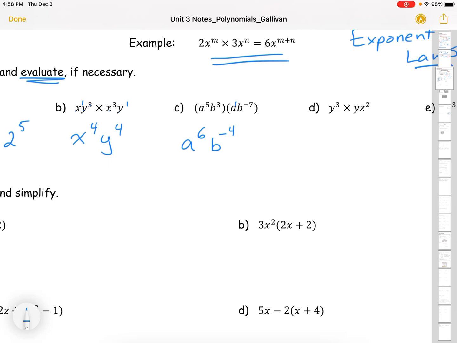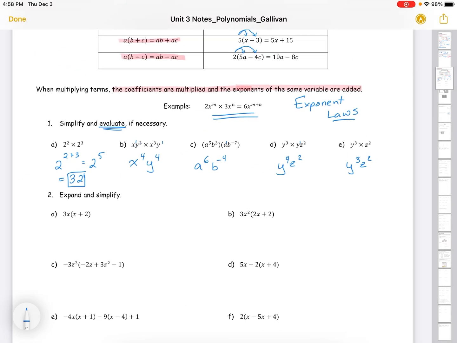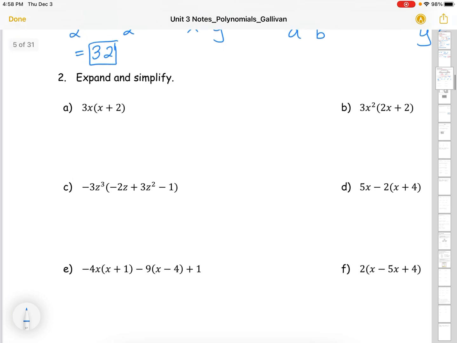Okay, y to the 3 times y z to the 2, there's an invisible 1 on the y. We add those exponents. Z to the 2, there's no other z over there, so we don't have to worry about it. Y to the 3 times z to the 2, we can just write them next to each other. Okay? We can also expand and simplify using our distributive property.